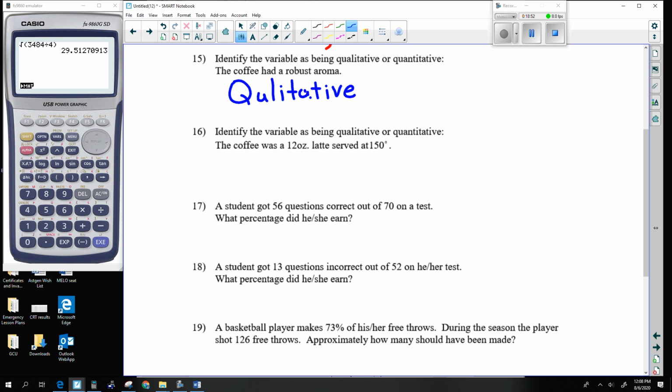All right, identify the variable as being quantitative or qualitative. And number 16, the coffee was a 12-ounce latte served at 150 degrees. There's all sorts of measurements all over that thing. That's a quantitative. Okay, those are measurements.